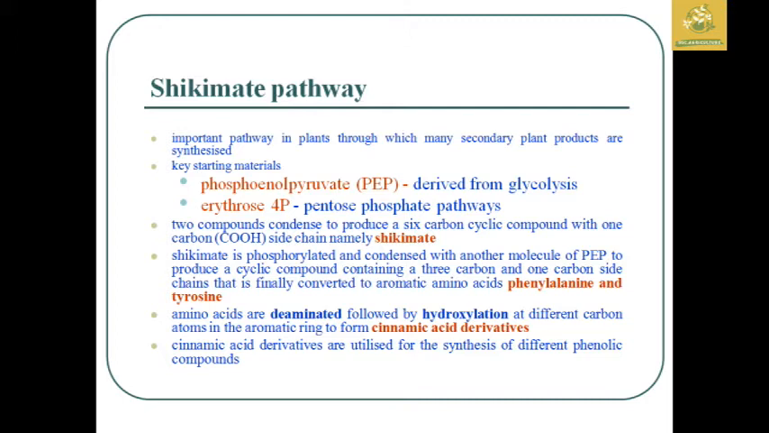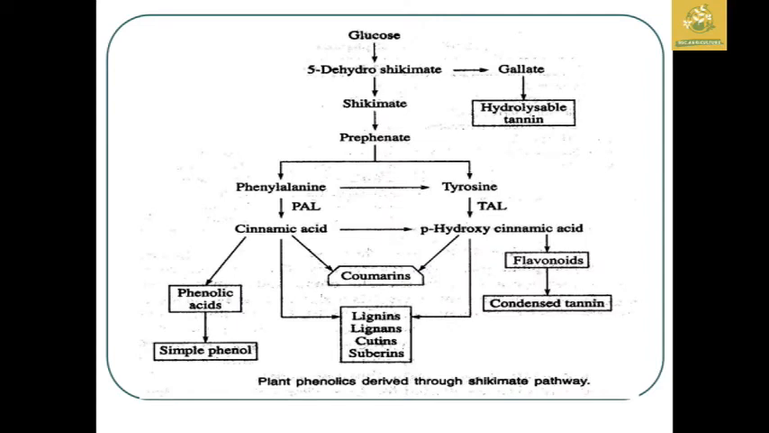The deamination as well as the hydroxylation of the different carbon groups in the aromatic ring is used to form cinnamic acid derivatives. The important aromatic amino acids of the Shikimate pathway are phenylalanine as well as tryptophan, which are usually produced in this process, and the cinnamic acid derivative is utilized for the synthesis of different phenolic compounds in nature. In the plant phenolics derived from the Shikimate pathway, glucose is used to give 5-dehydroshikimate, which is used for hydrolyzable tannin, or else it goes through the Shikimate cycle and is used to form simple phenols as well as condensed phenols.